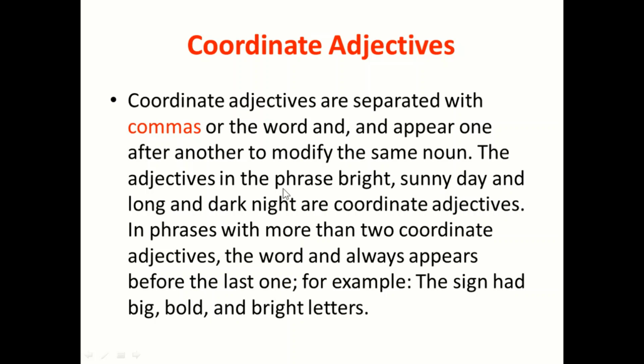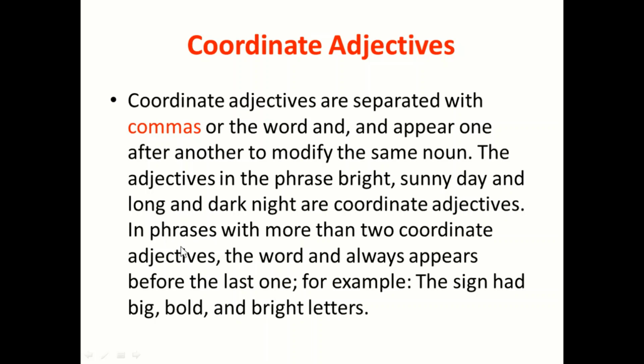The adjectives in the phrase bright sunny day. Here we are talking about a bright and sunny day, and a long and dark night. So you can separate two adjectives by adding a comma, or you write and in between. Here we have one example, bright sunny day, and the other example, long and dark nights. These two are coordinating each other, as you can see, long and dark.